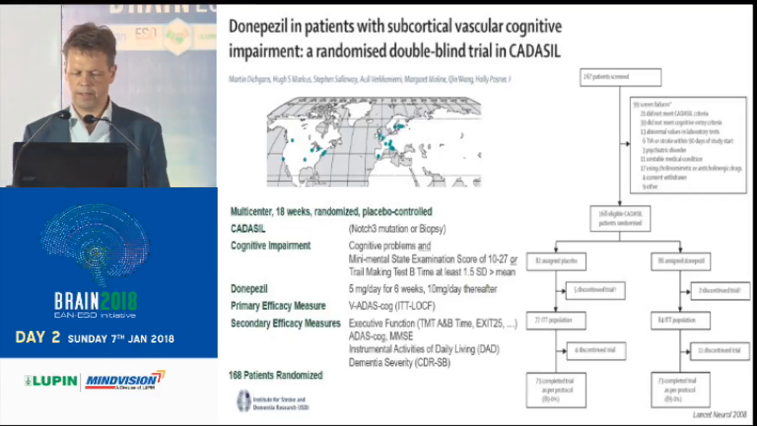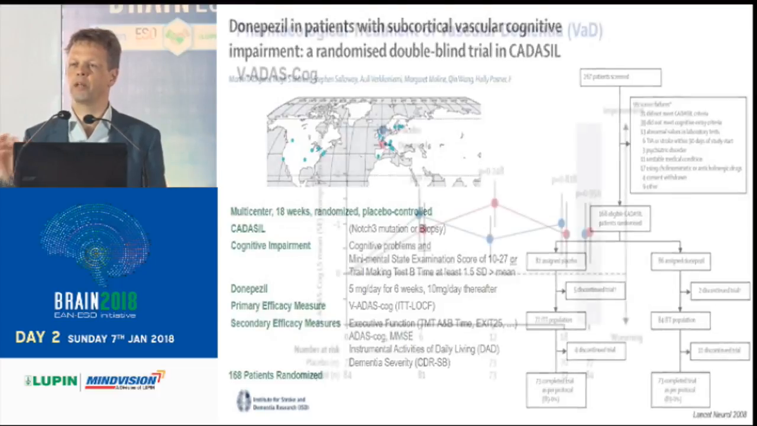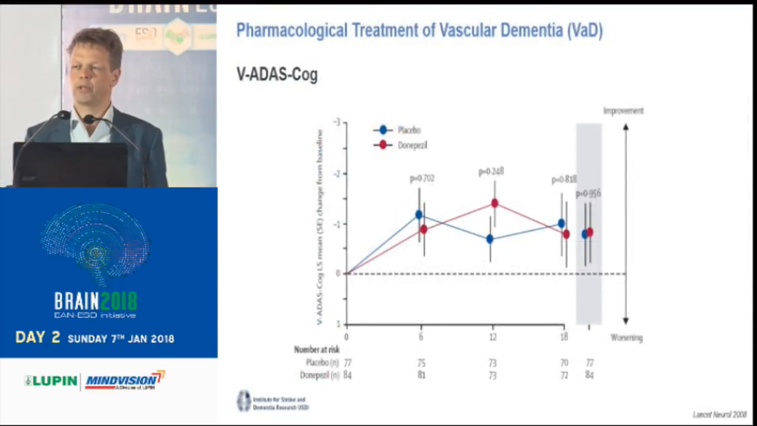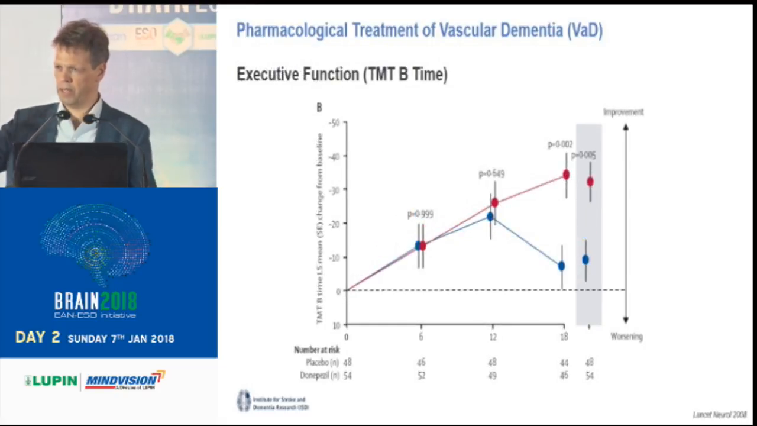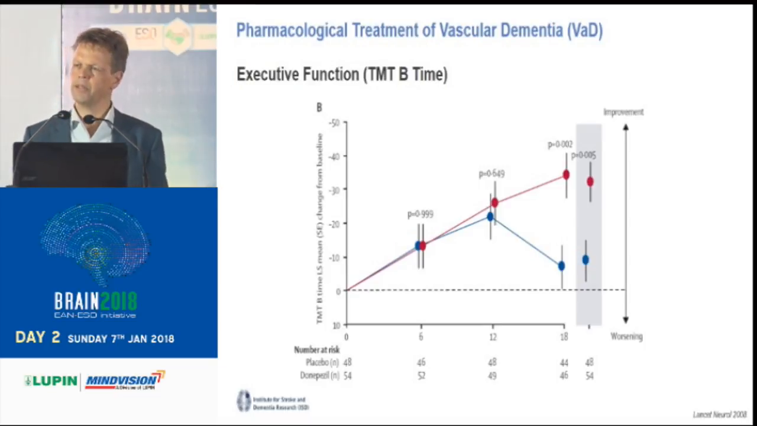Overall, we included 168 individuals, and these are the results for the primary global outcome measure, which was the ADAS-Cog. It includes a little bit of executive function scores, but it was negative, as you see. But what was positive was the result on the trail-making test that I've shown previously in my video. So these patients do benefit from cholinergic treatment with donepezil in terms of their executive function, which is actually the leading problem in these patients.